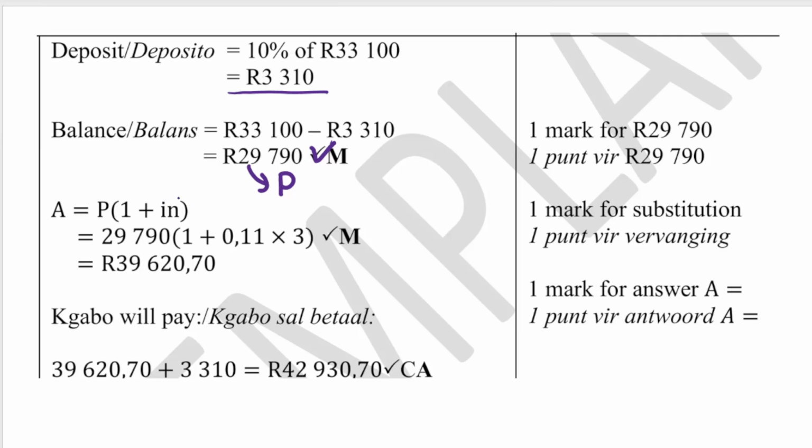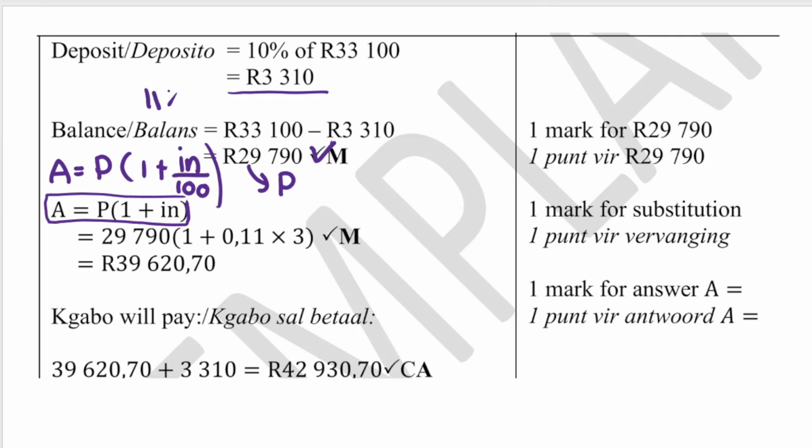Now, this formula that they use over here is slightly different from the version that I used. Basically, their formula looks like this, my formula looks like this. It's the same thing, 1 plus i n over 100. I'm just reminding you that the i needs to be divided by 100. Remember, i was 11%, but that has to be divided by 100, which is where they get the 0.11 from. Just keep in mind that you must divide it by 100.